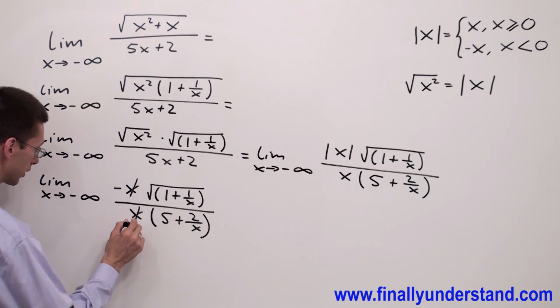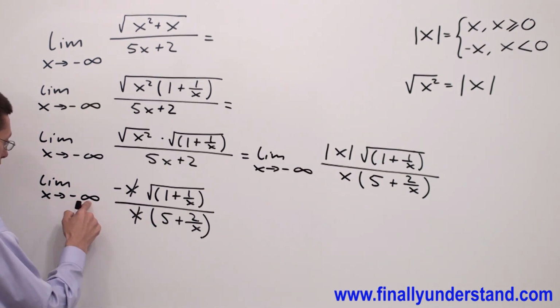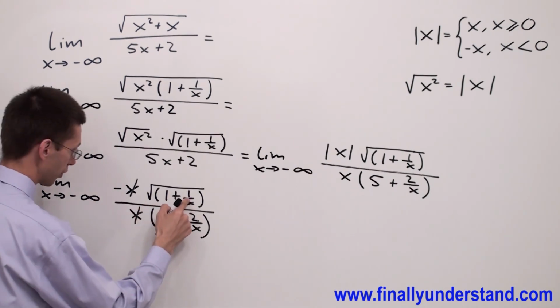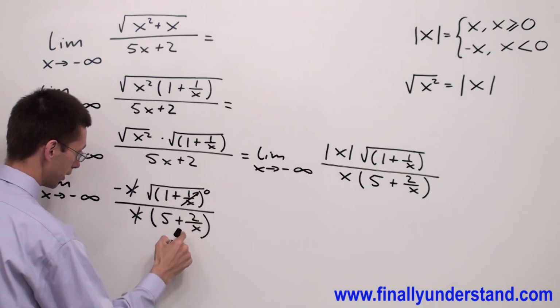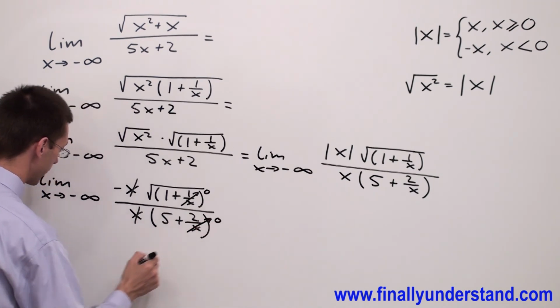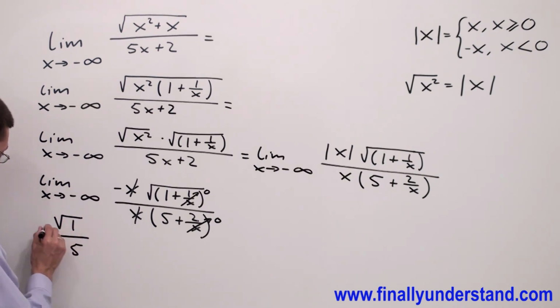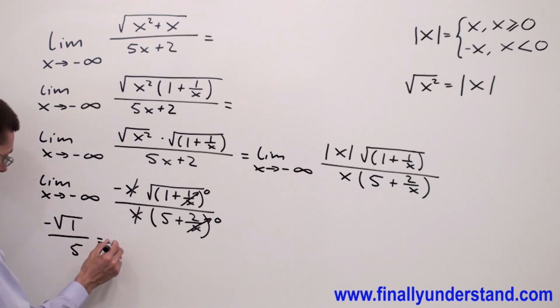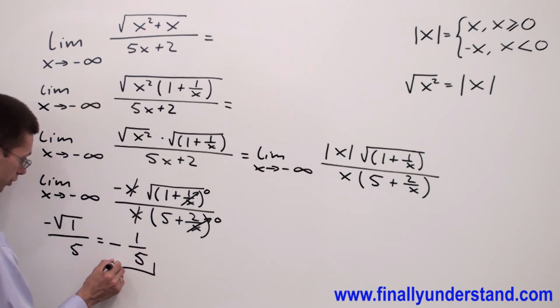x and x will cancel out. If x is approaching negative infinity, this fraction is going to approach 0. And this fraction is going to also approach 0. That's why I'm going to have the square root of 1 over 5. Of course, negative. The square root of 1 is 1. I'm going to have negative 1 over 5. And this is the solution to my problem.